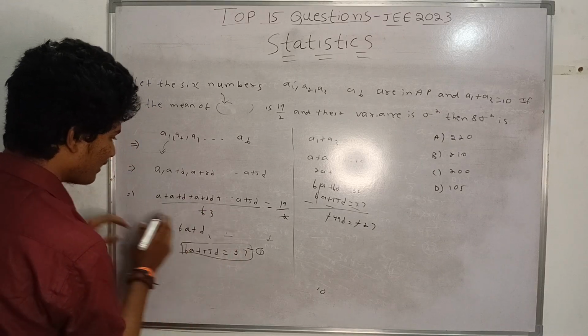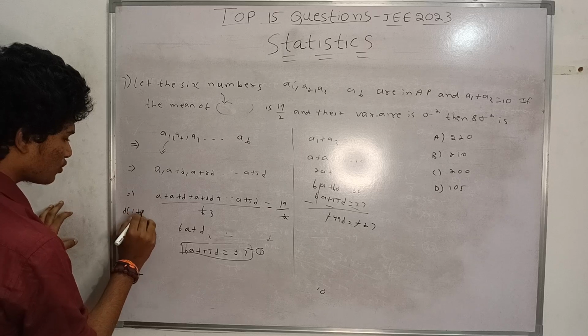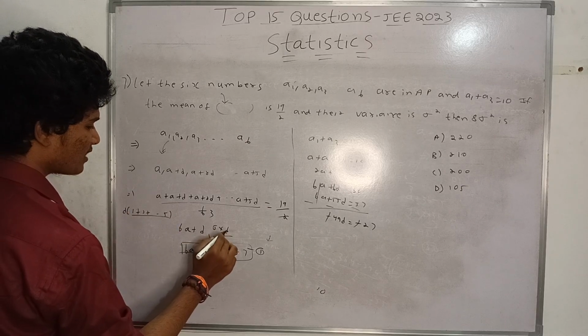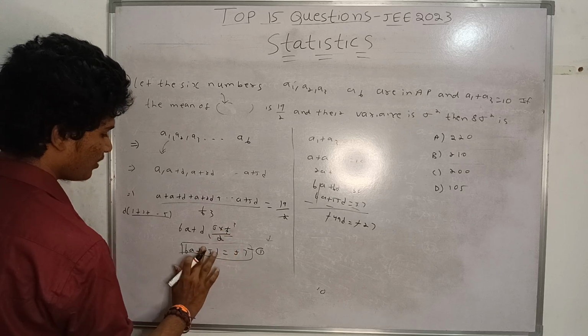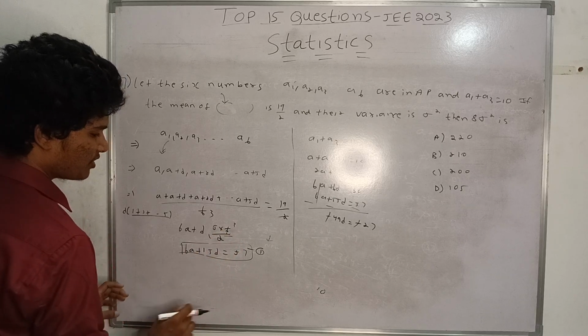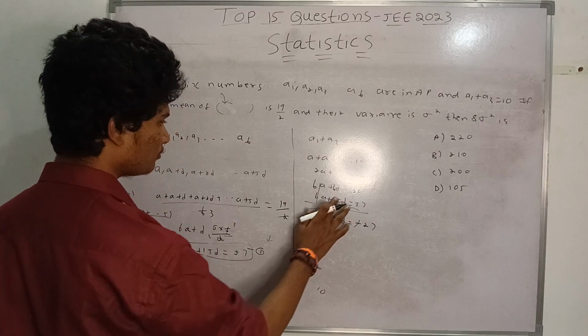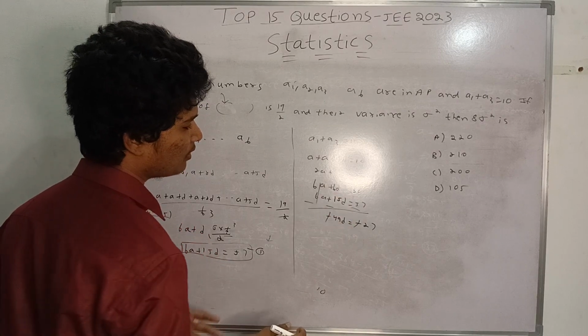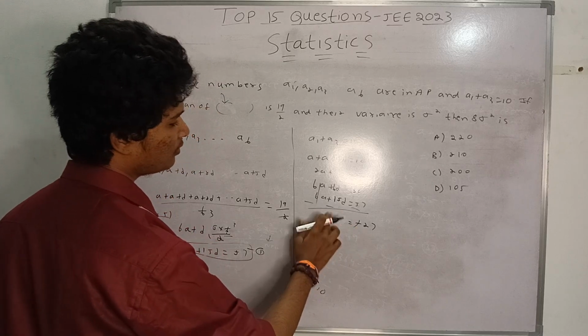When I take D as common, I will get 1 plus 2 plus 3 up to 5. What is the summation of 5? That is 5 into 6 by 2. It is simply 15, not 55. So this is a mistake here. So here it is 15.